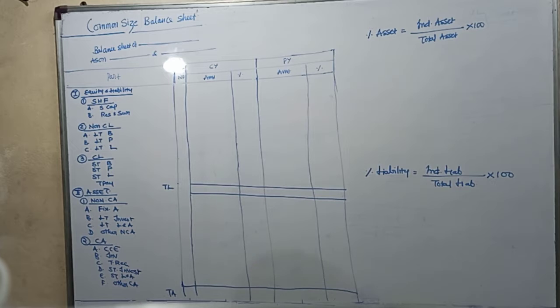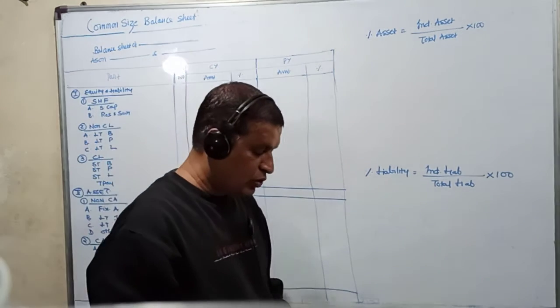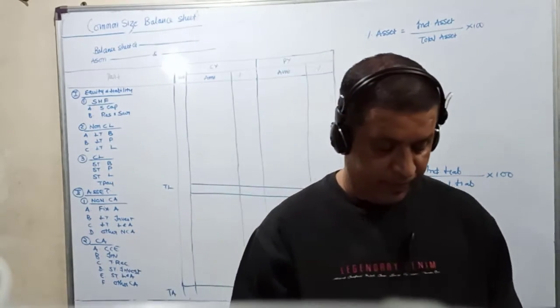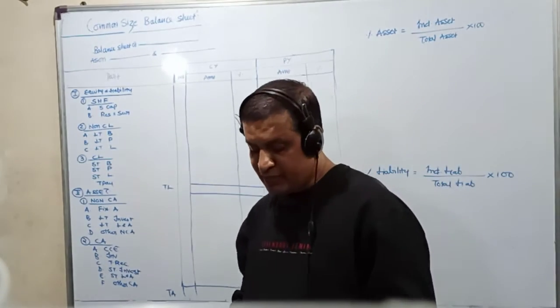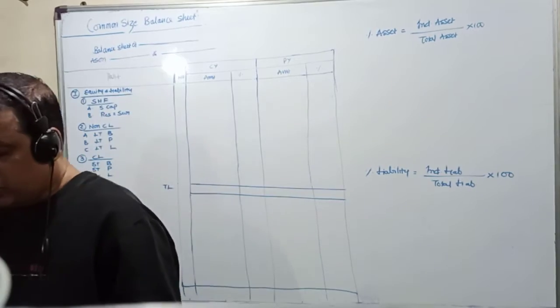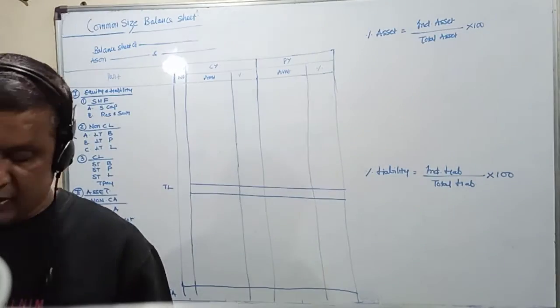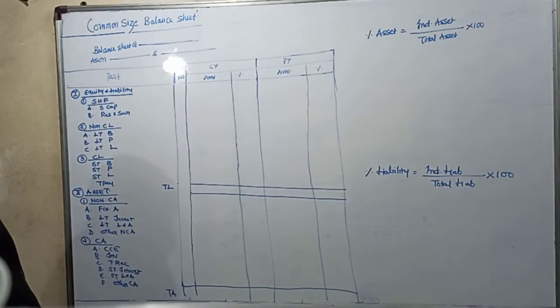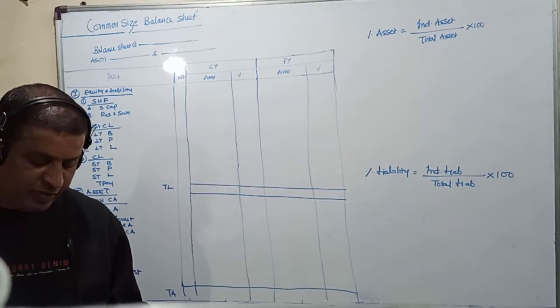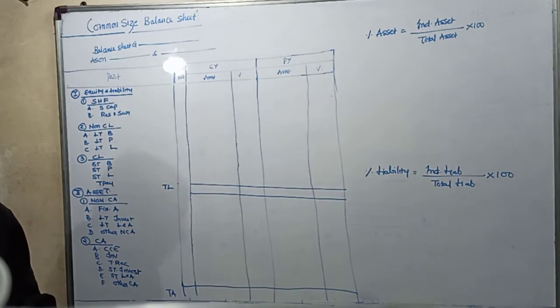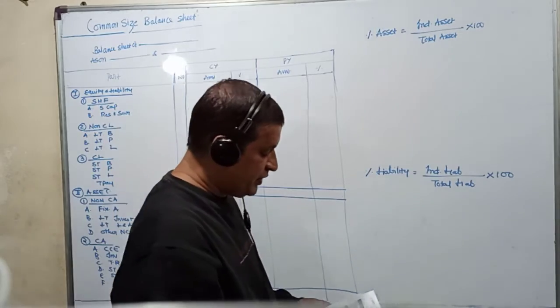Now we'll understand the common size balance sheet. We'll take a problem and first solve it. Now come to problem number 1. Prepare a common size balance sheet of Vishal Paper Limited from the following information. Fine. Take your pencil and come to the problem.